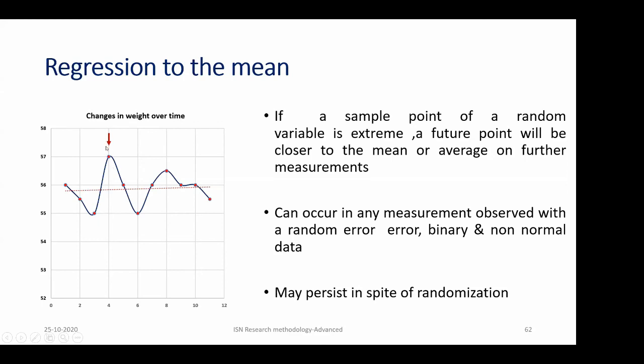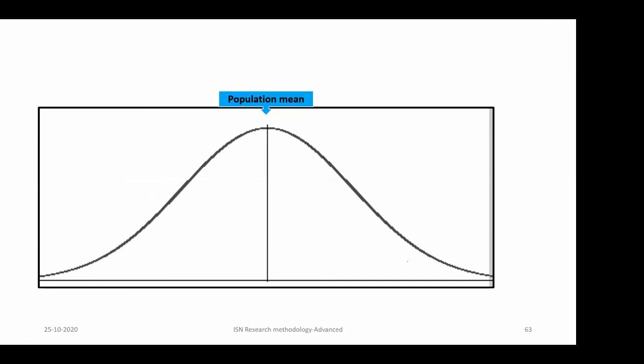Now, if you are taking weight at a particular point which is actually an extreme, the next future point tends to be closer towards the mean. And this can occur in all sorts of data, whether it's binary data or non-normal data. It can occur in almost all types of data, and this might persist in spite of randomization. You might be thinking that if one person exhibits regression to the mean in the intervention arm, that would be counterbalanced by another person in the control arm. But sometimes it can affect the population as well.